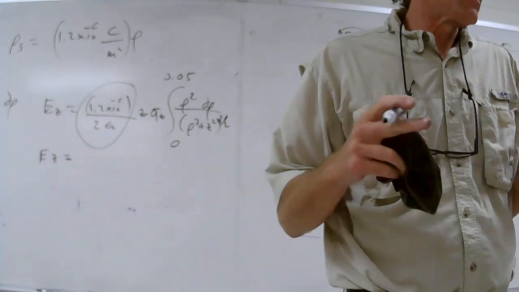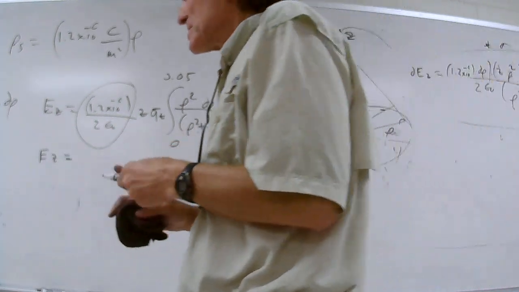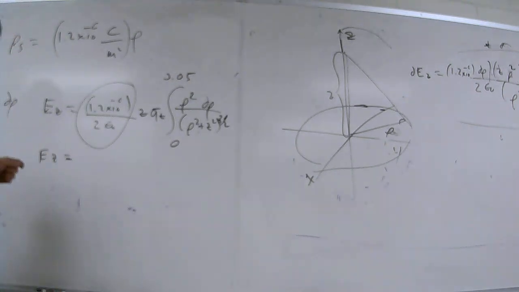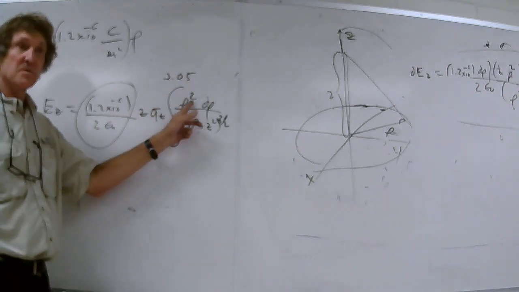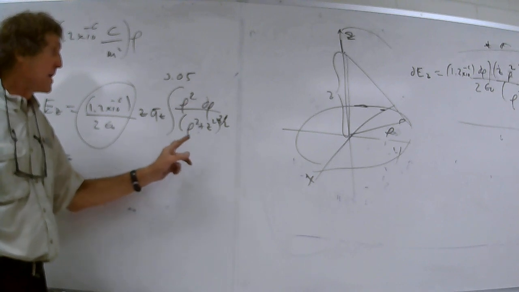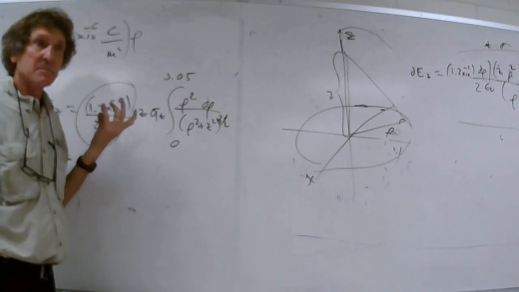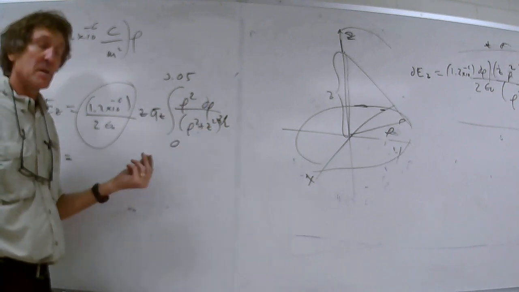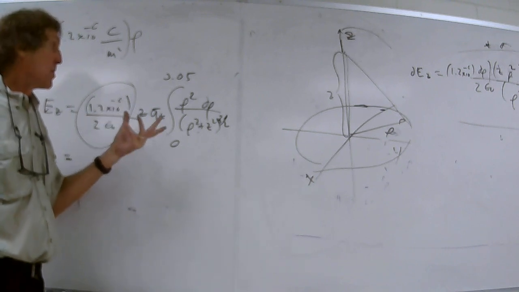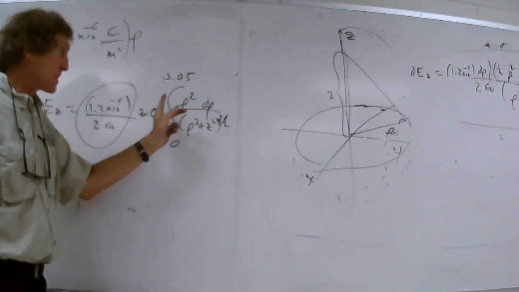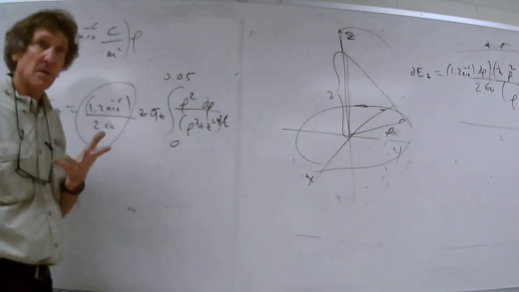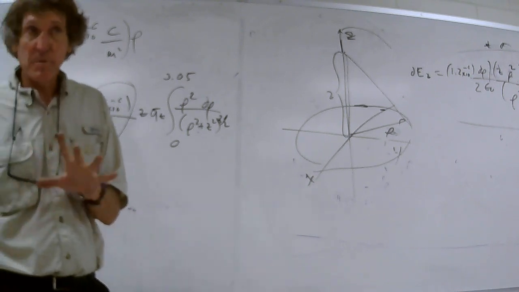Normally, if it's a constant, it's an easy one, because if it's a constant, then you don't get a rho squared here. If the charge density is constant, you get rho over rho squared plus c squared to the 3 halves, and you'll let u be equal to rho squared plus c squared. du is going to be 2 rho d rho. You can do it, but don't worry about that.